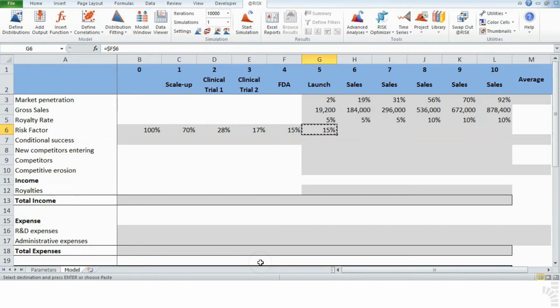Copy and paste this formula all the way to the last year for the range G6:L6. Remember that these are the cumulative probabilities at each one of the stages. The total probability of being successful all the way to the launching stage on year 5 is roughly 15%.